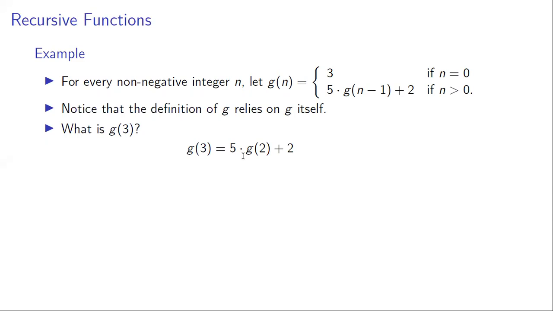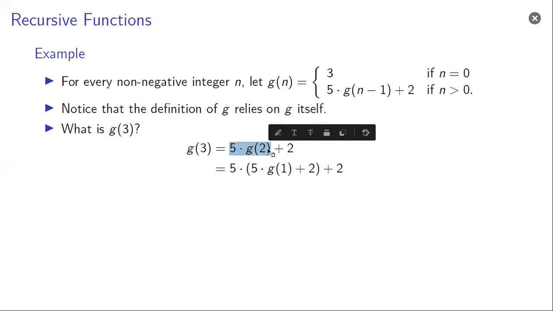Well, again, we have to use the definition of the function. So g of 2 would be, well, n is equal to 2 now, so that would be 5 times g of 1 plus 2. And then we have to multiply it by 5 because we have this 5 times g of 2, so it's 5 times this, and then plus 2 from before. But now we're not yet done, because what is g of 1?